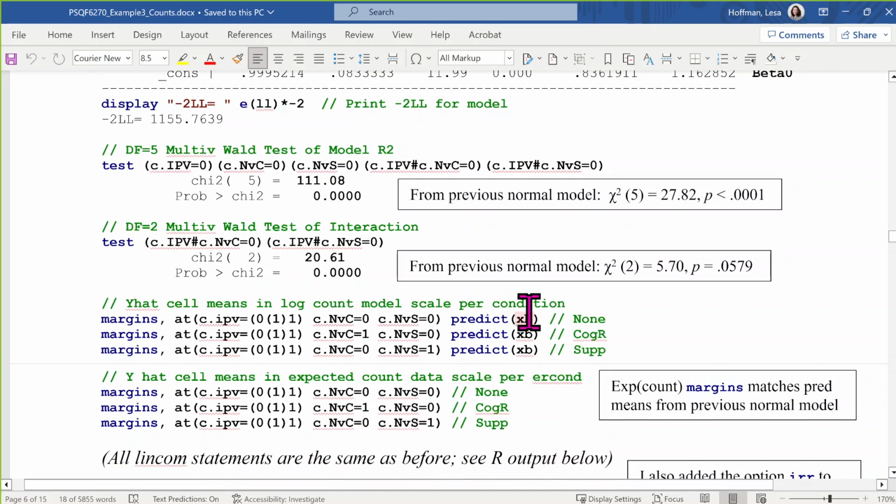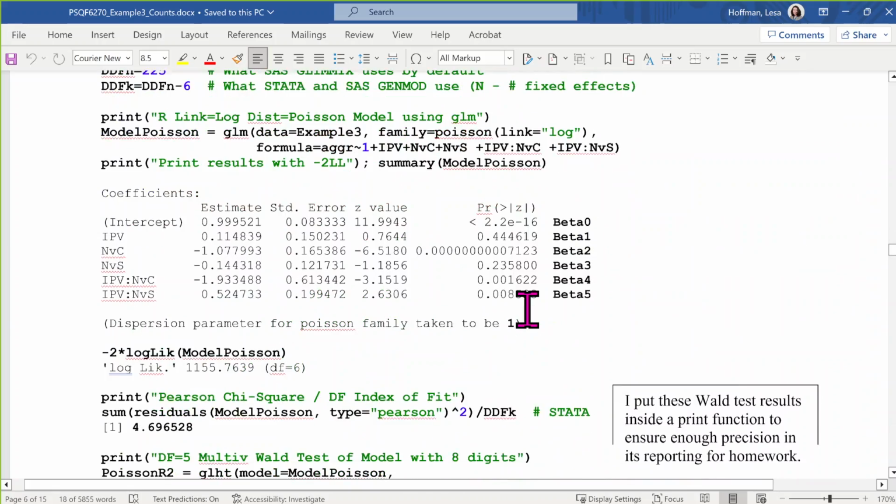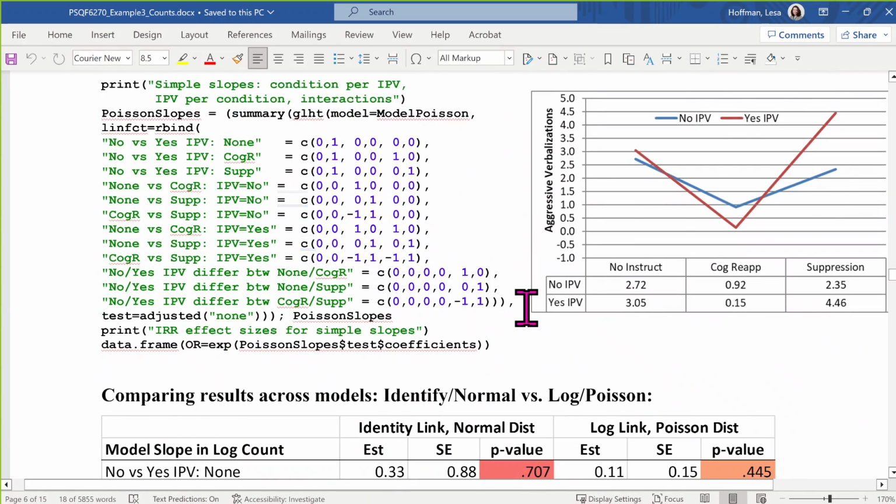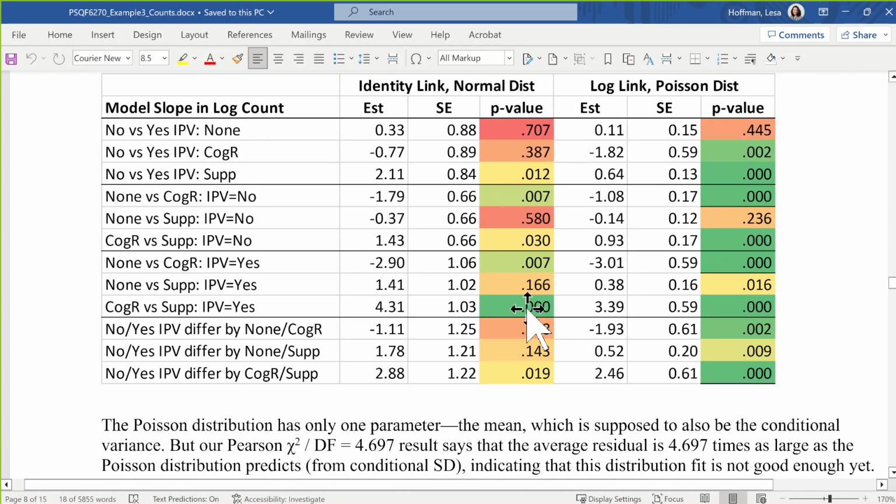I figured folks would say no, so I actually have a comparison. Let me scroll for a few minutes here. Here's what happened. So these are the simple slopes for the difference of IPV per condition, the condition differences per IPV, and then the interaction contrast. All of these things came out of LinComs in Stata or GLHT commands in R. And I have the results from using an identity link normal distribution versus a log link and a Poisson distribution.